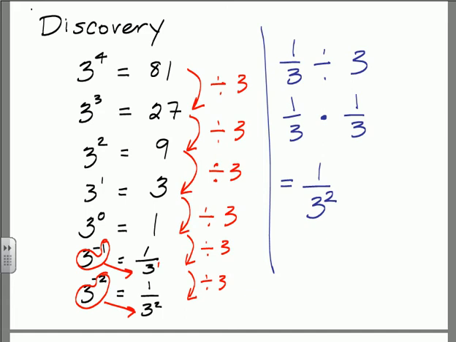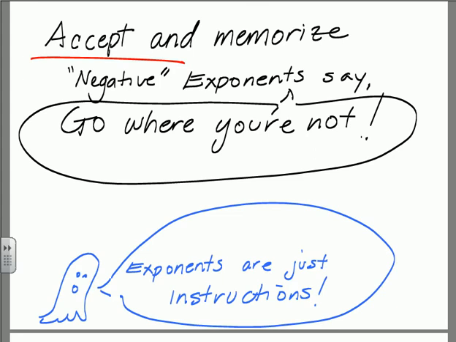And to say that in another way, negative exponents say go where you're not. In other words, if you're upstairs, you go down. And if you're downstairs, we'll see in a moment, you go upstairs. And there's a ghost down here, a little blue ghost reminding us exponents are just instructions. And that little horizontal line that we call negative, when it appears up in the exponent, it is telling it that it has a very specific instruction.